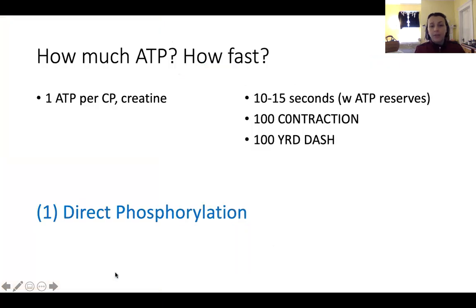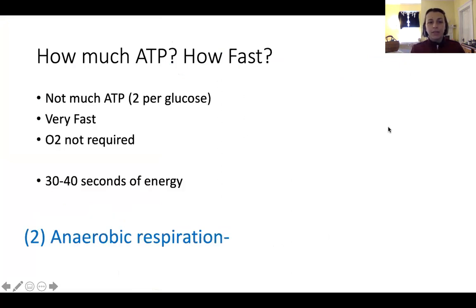This is about 40 seconds. So back to number 1, ATP per CP, creatine phosphate, 1 molecule of ATP, about 10 to 15 seconds, right? This is with the ATP reserve, so the ones that we already had, but in addition to that.